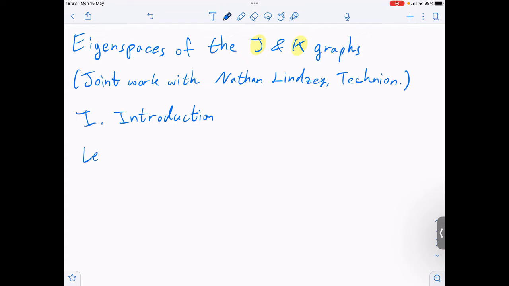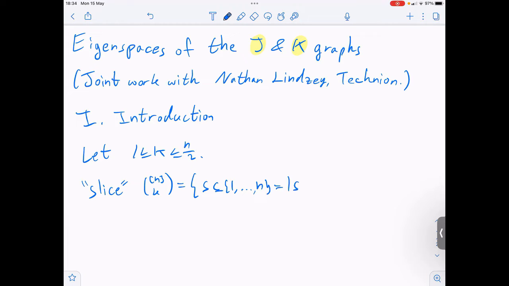Okay, so we let k and n be two integer parameters, where we'll assume for convenience that k is at most n over 2. So the Johnson and Kneser graphs, the vertex set of these graphs is the so-called slice. I don't know if this name is very popular in your circles, but it's become popular in my circles. So this is just the set of all subsets of the numbers 1 up to n which have size exactly k.